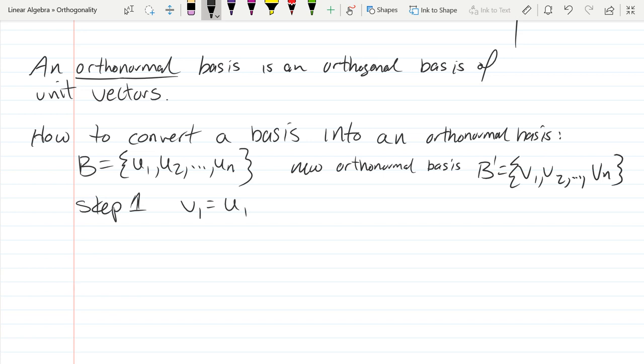So step one, your first vector is your first vector. So V1 is just U1 right there. We will normalize at the very end. So these won't be normal vectors until we get to the very last step. All right, wouldn't it be nice if step two was V2 equals U2? So our V2 will not be U2. It'll be U2 minus U2 dot V1 divided by magnitude V1 squared times V1.